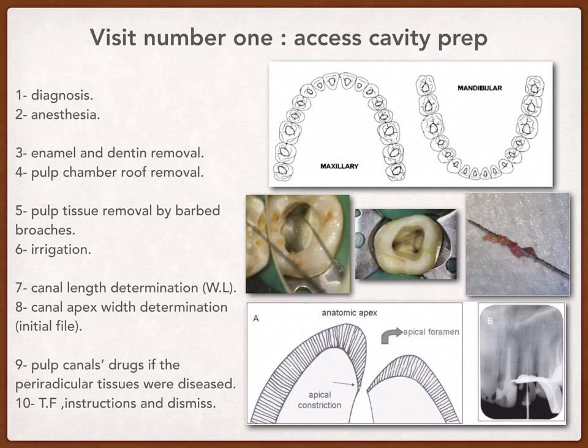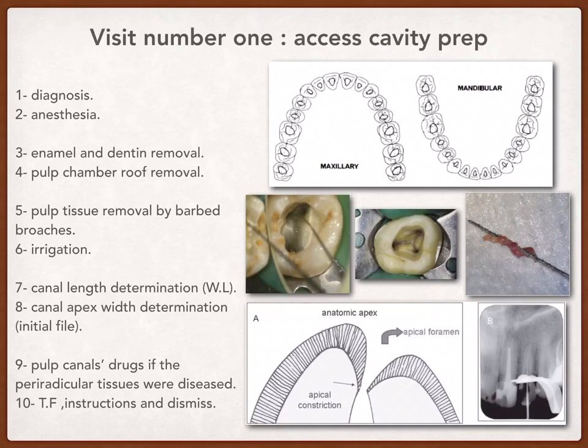Okay, after that we should determine the width of the canal by inserting subsequent bigger files until we have a resistance. The file that has a resistance, that means it is the file that represents the size or width of the apex, and that file is called the initial file. That will be the first file that we will begin our instrumentation from during the next visit.